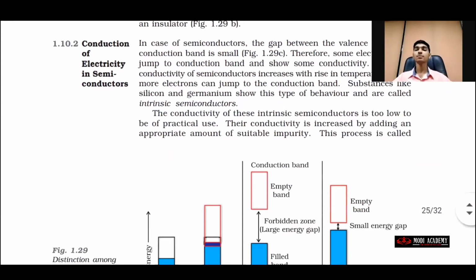Now, conduction of electricity in semiconductors. Okay, so in the case of a semiconductor, the gap between the valence band and the conduction band is small. Therefore, some electrons may jump to the conduction band and show some conductivity.